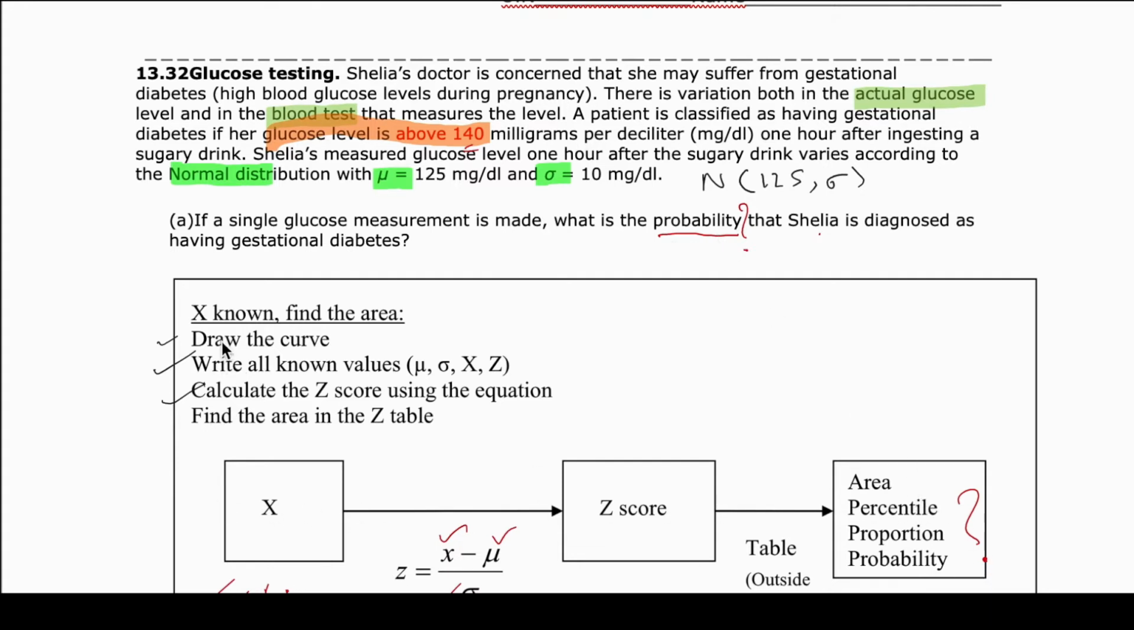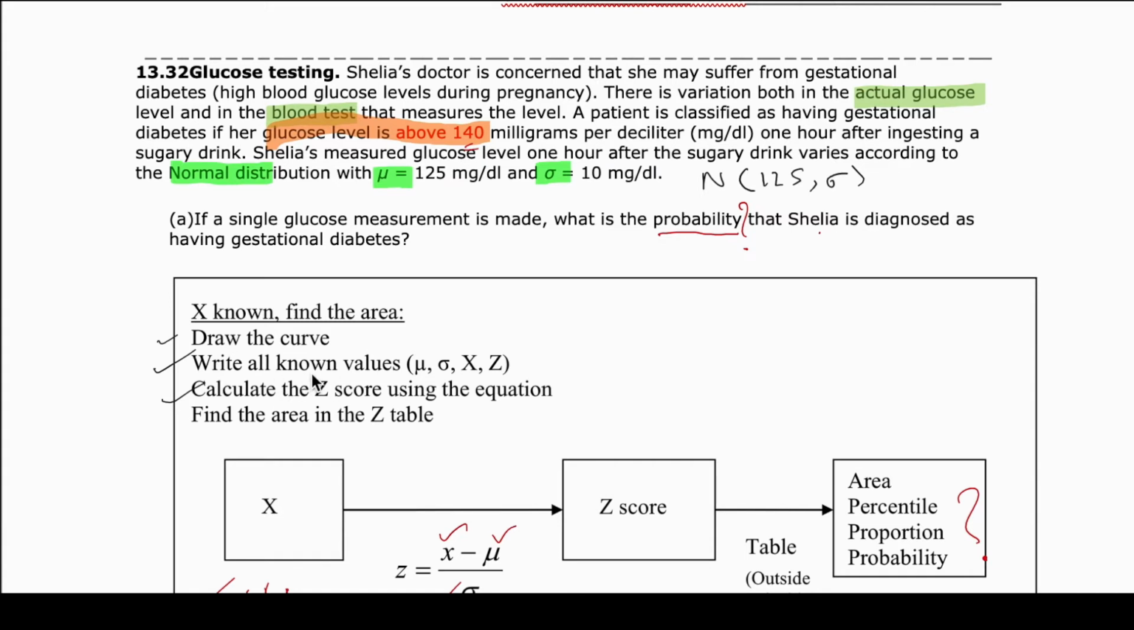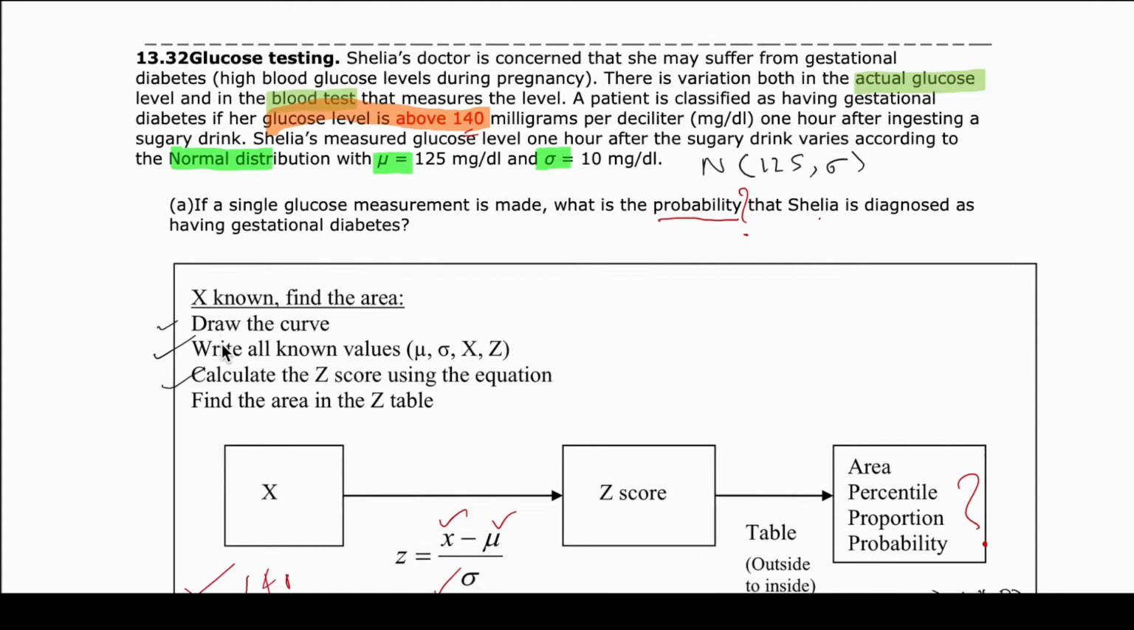So just follow the steps so that the complex problems will become easier for you, but you can skip it or combine for simpler problems. First step, it's always a good idea to draw the curve and see what has been asked. In this question, subtype A, they are asking glucose level more than 140 is what we call gestational diabetes, and we have to find the probability that that person, Sheila, is diagnosed with gestational diabetes.